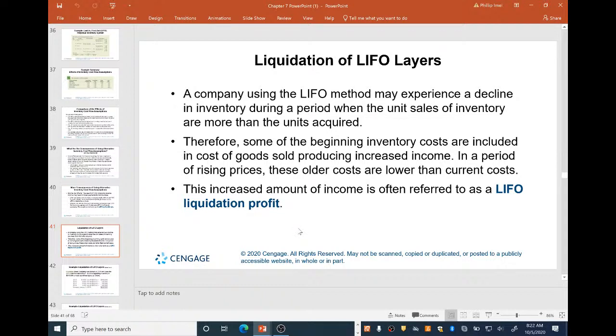Okay, liquidation of LIFO layers. A company using the LIFO method may experience a decline in inventory during a period when the units sold are more than the units acquired. Therefore, some of the beginning inventory costs are included in cost of goods sold, producing increased income. In a period of rising prices, these older costs are lower than current costs. So this increased amount of income is often referred to as LIFO liquidation profit. So as prices rise, and there's a difference between purchasing and selling, we have to liquidate previous layers. Once again, it's known as the LIFO liquidation profit.